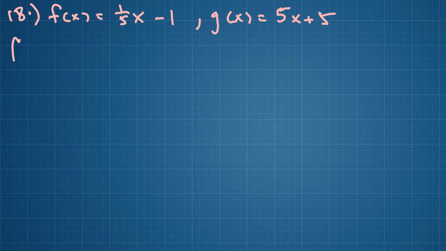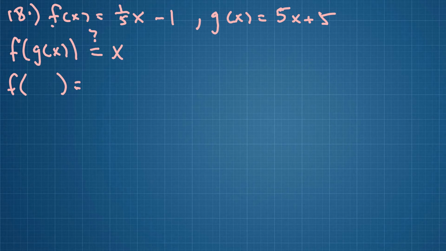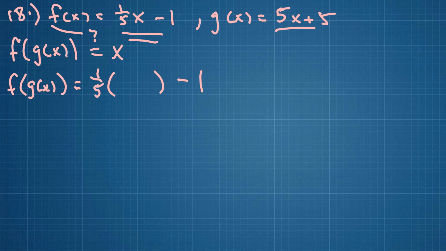So the first thing I have to show is, does f of g of x equal x? I'm not sure. That's why I put a question mark there. I don't know yet. So I put f, big old blank space. So I start with f, and I'm going to put this on the other side. 1/5, big blank space, minus 1. Now really, it's g of x in there. So I take this, and I plug it in right there. So I put 5x plus 5. I distribute the 1/2. So I get f of g of x.